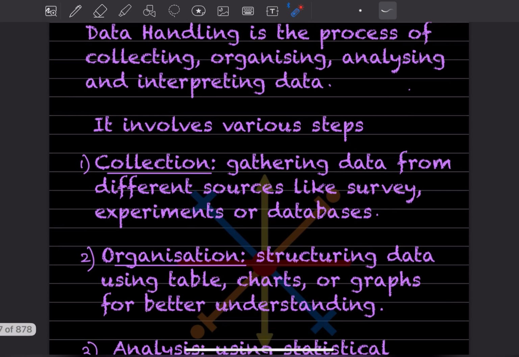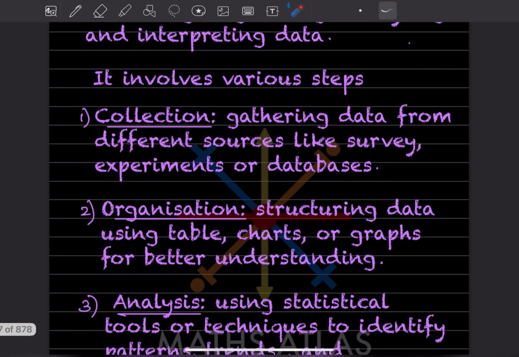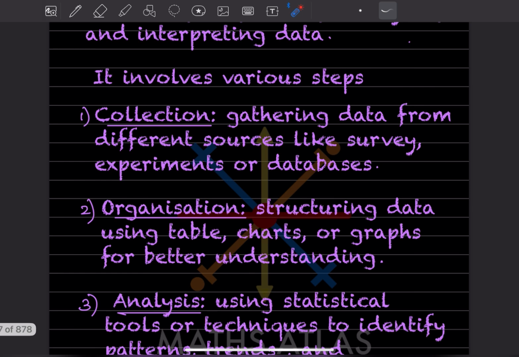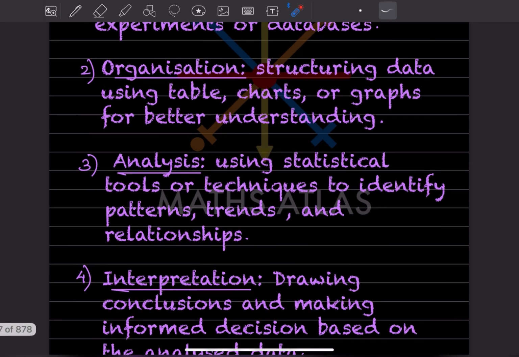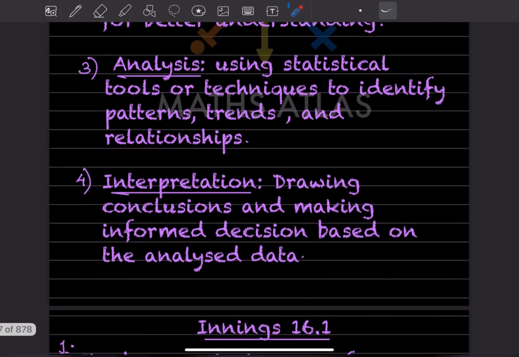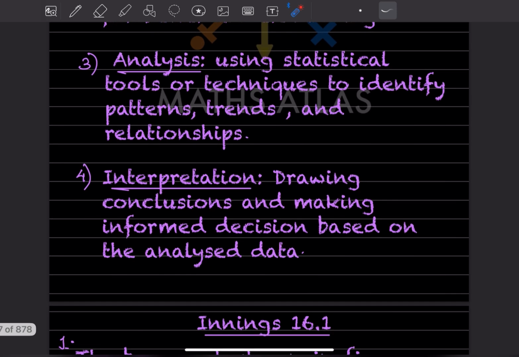It involves various steps. Collection means gathering data from different sources like surveys, experiments or databases. Then organization, structuring data using tables, charts, or graphs for better understanding. Analysis means using statistical tools or techniques to identify patterns, trends, and relationships. And interpretation, drawing conclusions and making informed decisions based on the analyzed data.